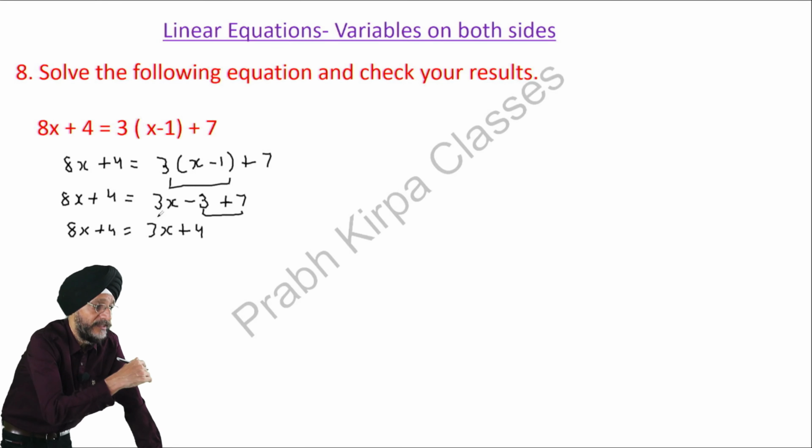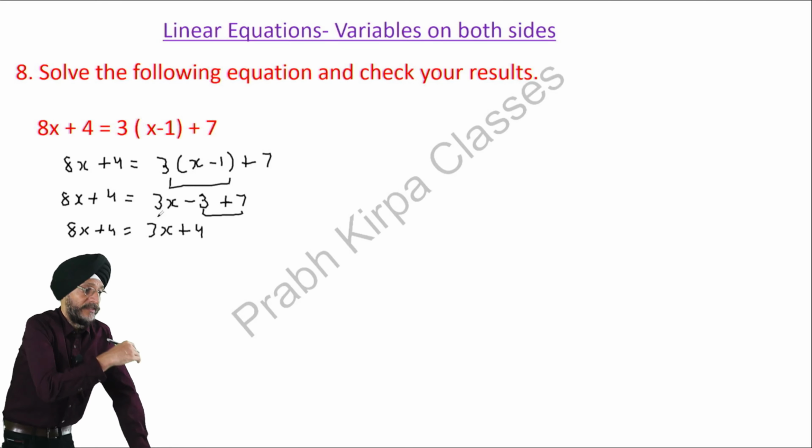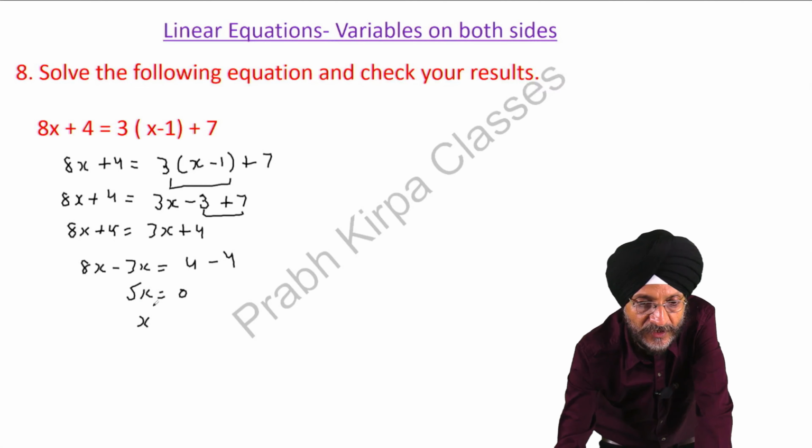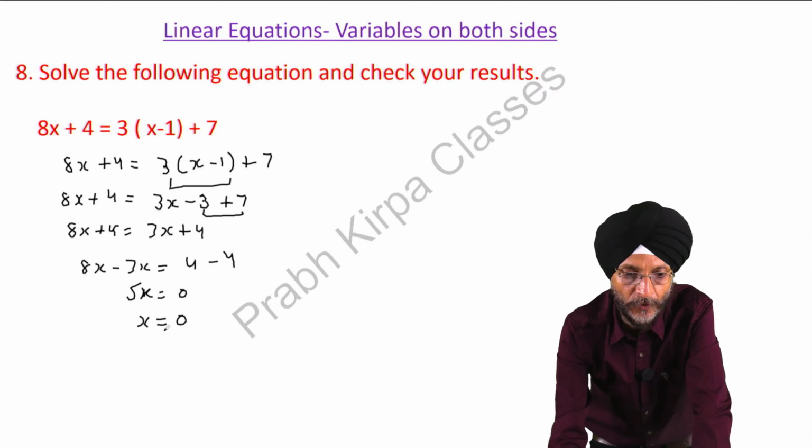So 8x minus 3x is equal to 4. Then when we take this 4 to the other side, it becomes minus 4. So 5x is equal to 0, x is equal to 0.